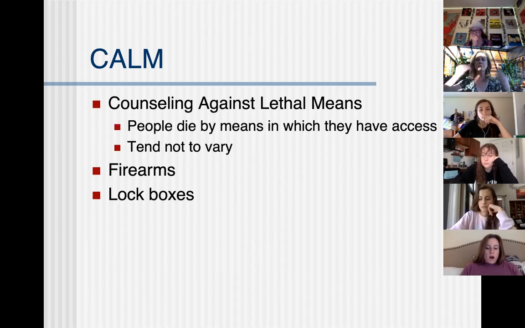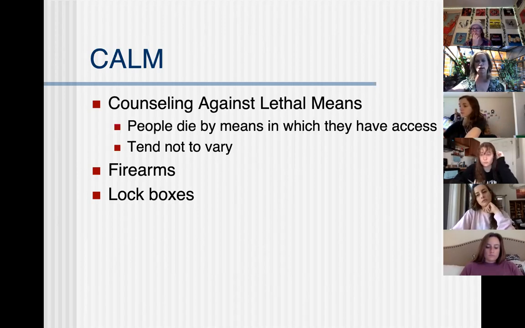So if a person is ideating and they are planning, if they don't have access to their means, they're a lot more likely to stay safe. Okay. So there's some really creative things that counselors can do to help individuals remove those lethal means.